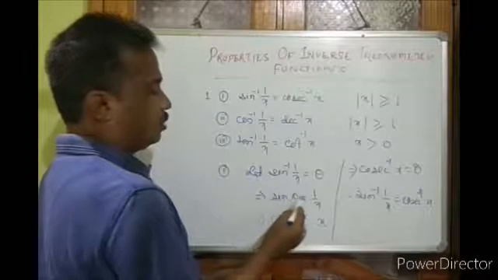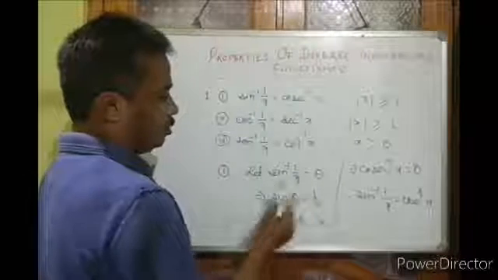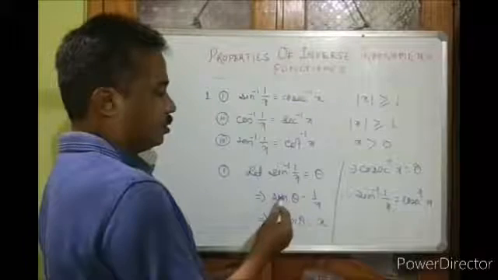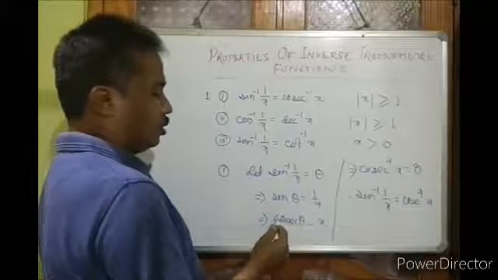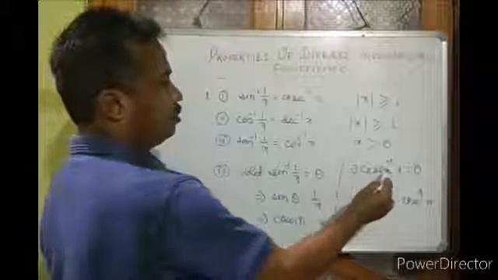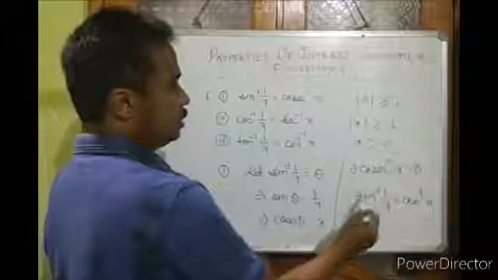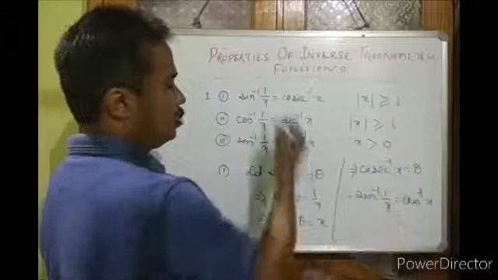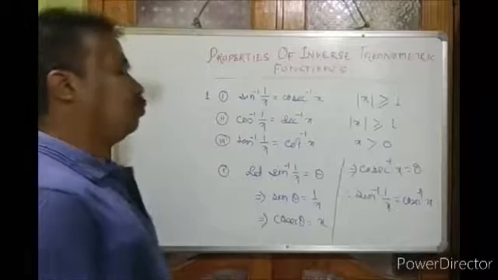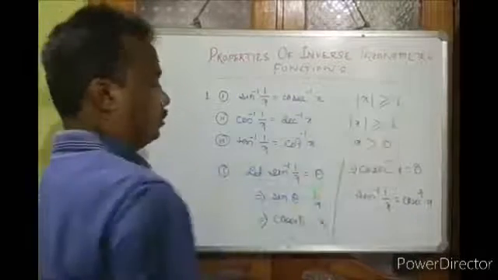See, sin inverse 1 by x is equal to theta. So this implies sin theta is equal to 1 by x by the definition of inverse trigonometric function. So cosec theta is equal to x. So this implies cosec inverse x is equal to theta. But theta is equal to sin inverse 1 by x. So sin inverse 1 by x is equal to cosec inverse x. In the same way, we can prove the other two properties also. And this will hold in this domain only.